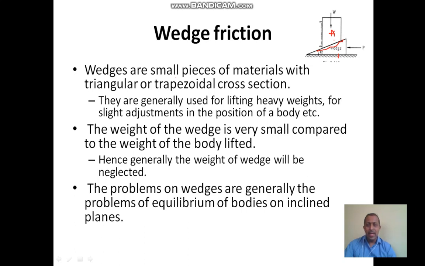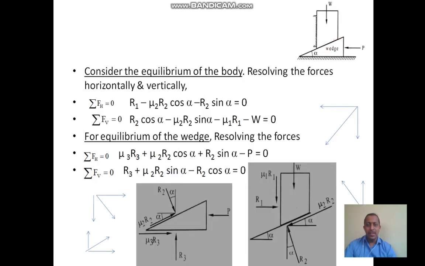Let us analyze the wedge friction. So here is the wedge and here is the body A which is kept over the wedge. One side is supported by the vertical wall. Take it as contact point 1. The contact point between body A and wedge is taken as 2. And the contact point between wedge and the horizontal surface is contact point 3.